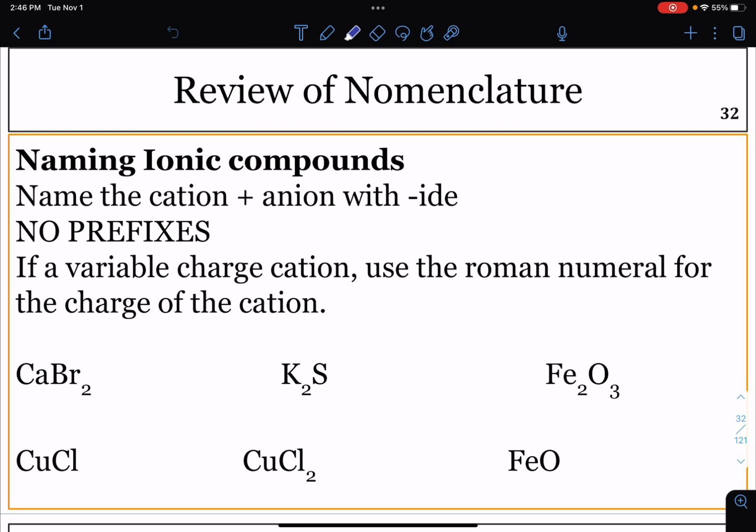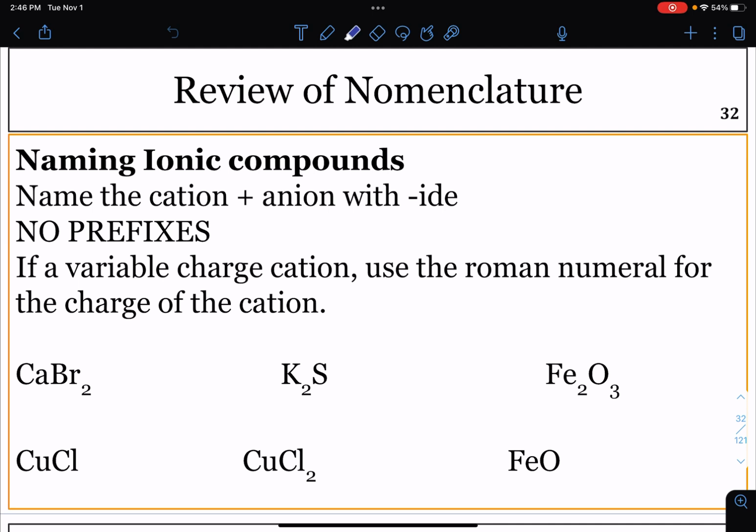For ionic compounds, they are named by naming the cation first, then the anion, and then you change the ending of the anion to "ide," and we do not use prefixes. If there is a variable charge cation, meaning a cation or a metal that is from the transition metal box on the periodic table, these ions make different charges, sometimes a +1 or +2 or +3. Each one is different, and we can't predict which ion it's making just by looking at the periodic table. So then we need to use a Roman numeral to denote the charge on the cation. So let's go ahead and do a couple of these for practice.